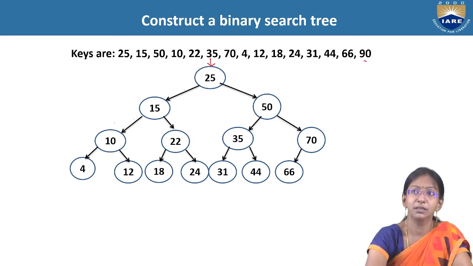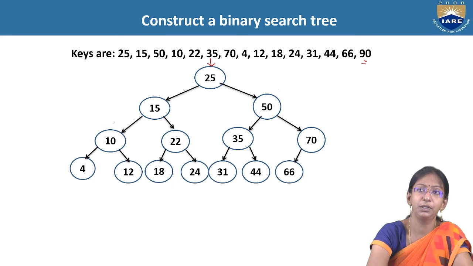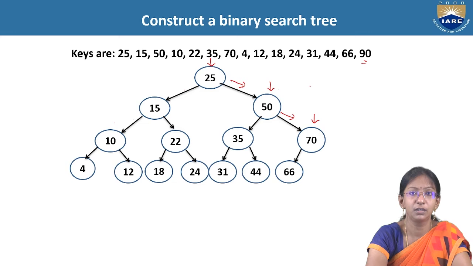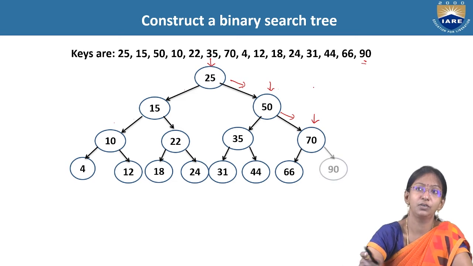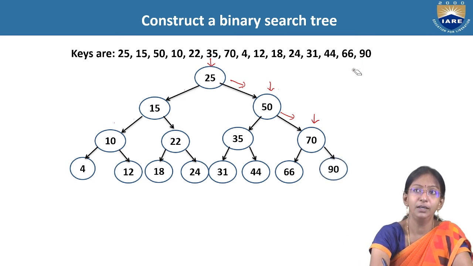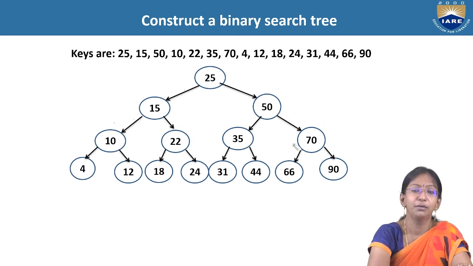Last element is 90. Compare it with 25. Greater, right side. Compare it with 50. Greater, right side. Compare it with 70. Greater, right side. Do you have a right child for 70? If you do not have any right child for 70, introduce 90 as the new right child. Right? So there ends my list and there completes my construction of binary search tree.